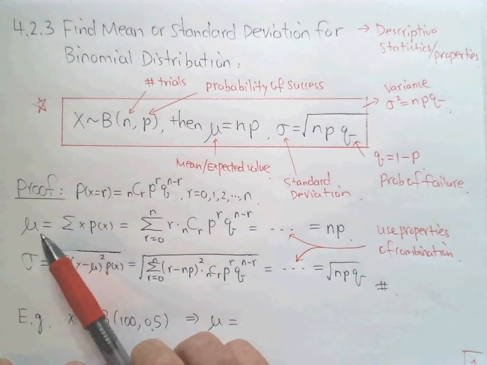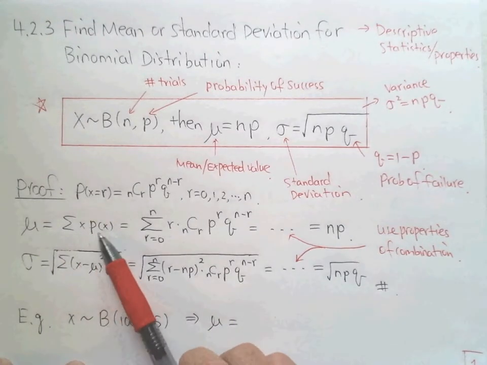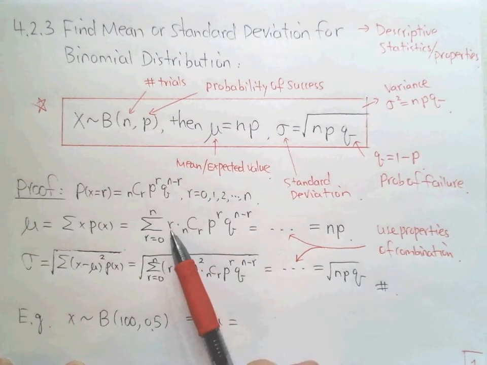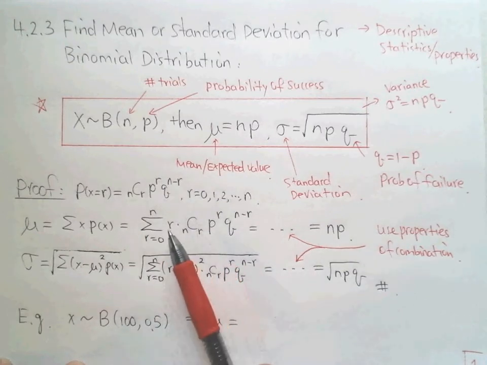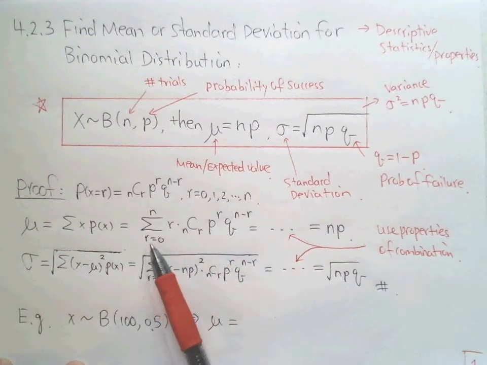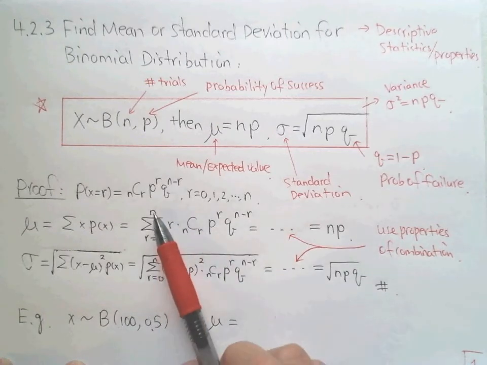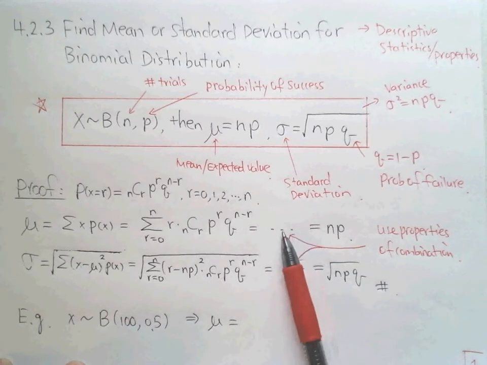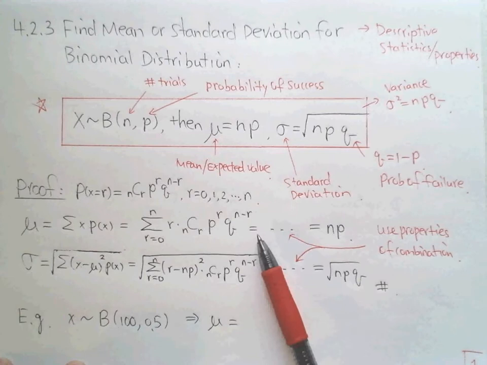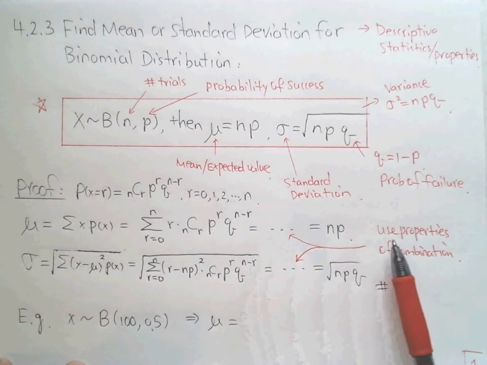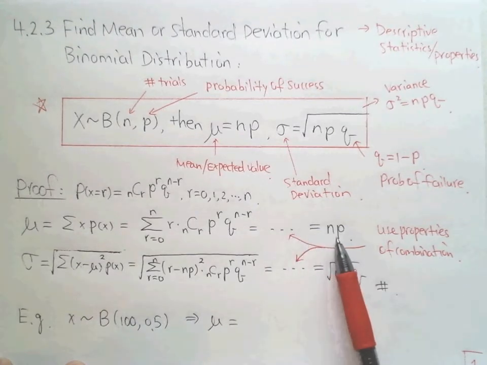And now we use the formula. Mu is the sum of x times p(x). The value times the probability of the value. When the value equals r, this is the probability p(r). The value times the probability, and the index r goes from the smallest, 0, up to the maximum, n. The middle steps I skip here, a lot of calculation. However, if you have time, please go to Google to check. You will find the properties of combinations. Using those, we can find the final very simple result.